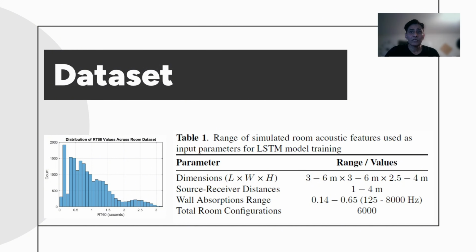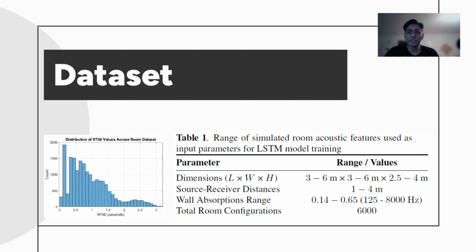To train and evaluate our model, we simulated 6,000 shoebox-shaped rooms using PyRoom acoustic library. Room dimensions vary between 3 to 6 meters in length and between 2.5 and 4 meters in height. Source receiver distances range from 1 to 4 meter, and wall absorptions span realistic values from 0.14 up to 0.65 across all frequency bands. This variability ensures that the model encounters a wide diversity of room acoustic conditions.